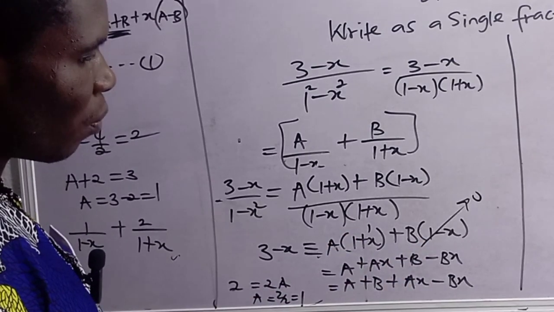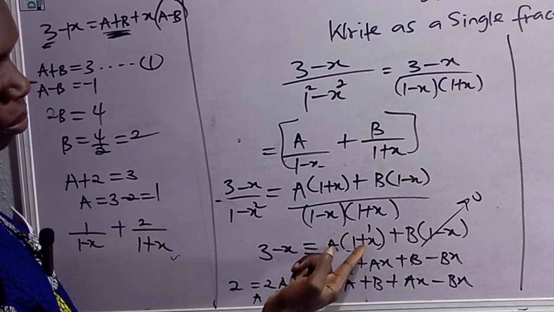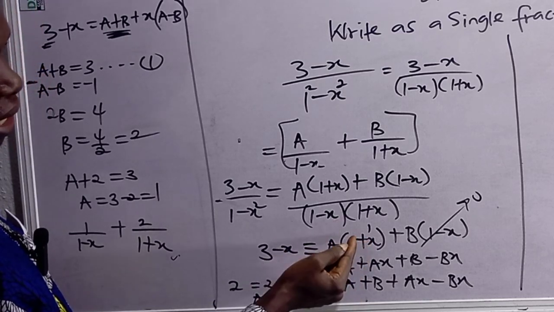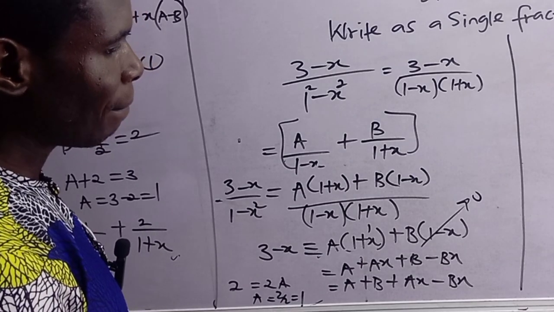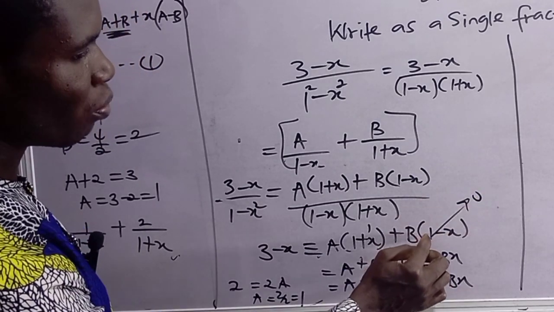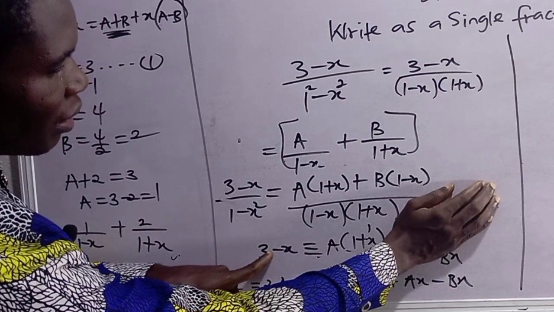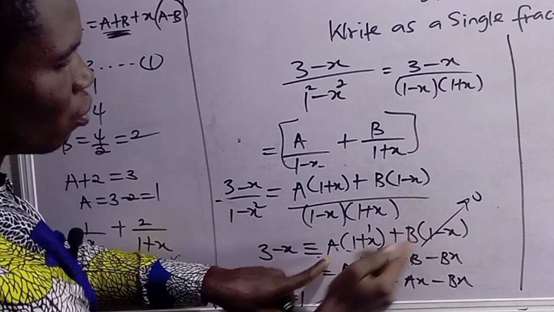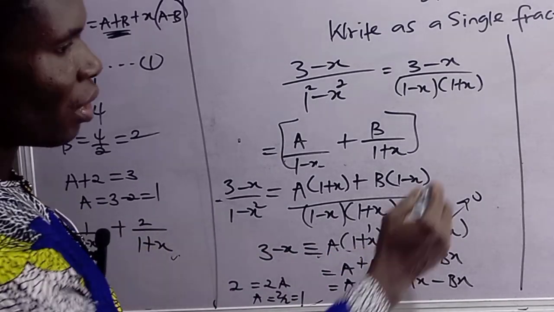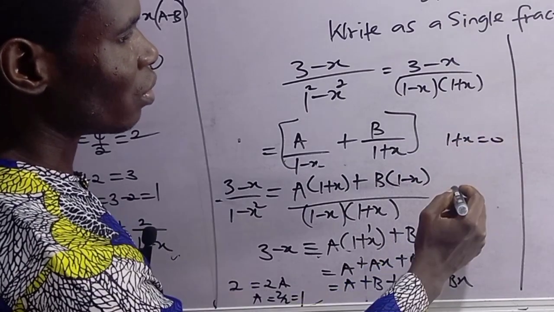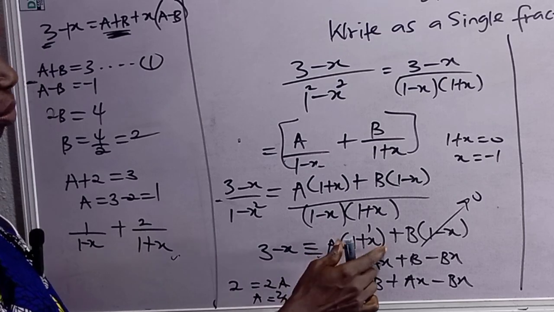Then we can also put x to be minus 1. You put x to be minus 1, a will now be eliminated. So we call it the cover method. It's like you are covering this. When you put x to be 1, you cover this and you solve this part. You put 1 here, so we're having 2a and the rest. Then here, what will now make this to be equal to 0? Like we are saying 1 plus x is equals to 0. It means that x is equals to minus 1. If you put x to be minus 1, this becomes 0.